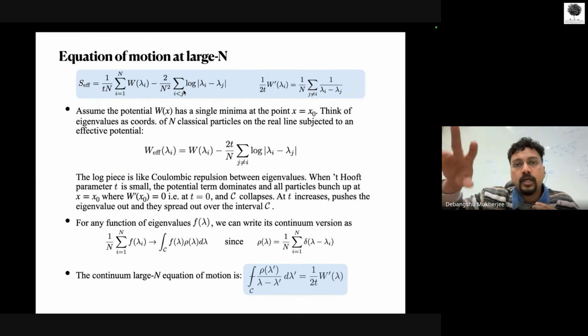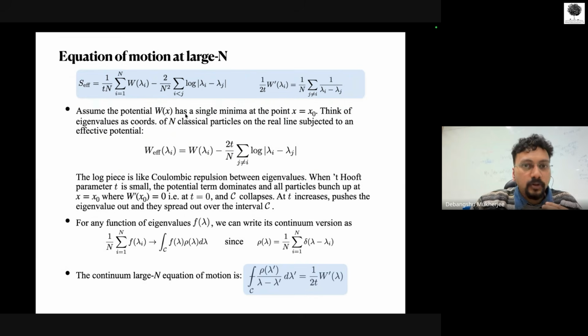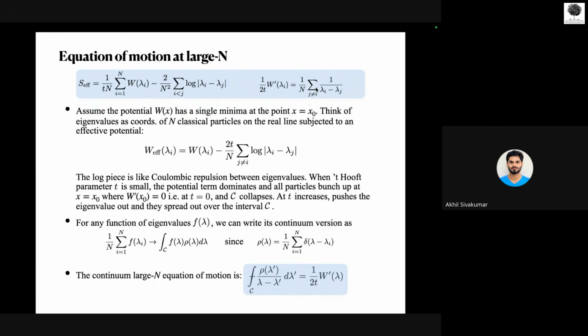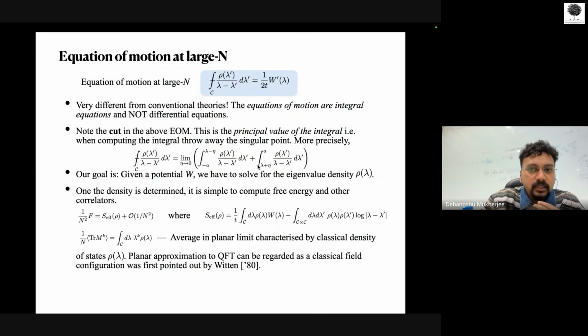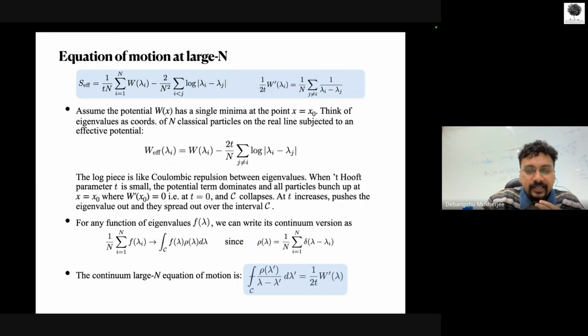Log of mod lambda 1 minus lambda 3 is the same as log of mod lambda 3 minus lambda 1. So you basically take two of them together, and that absorbs this factor of 2. But at no point can i and j be the same, because it will be singular. And here also you see that condition. So this condition just means principal value. I actually mention it here, principal value of the integral, but it's in the next slide.